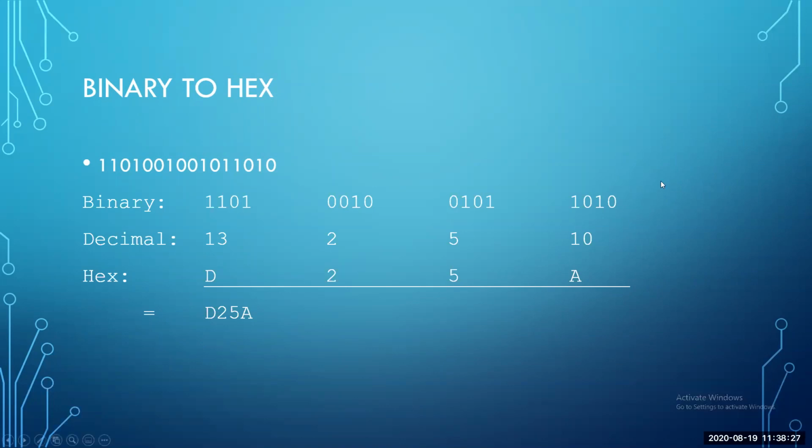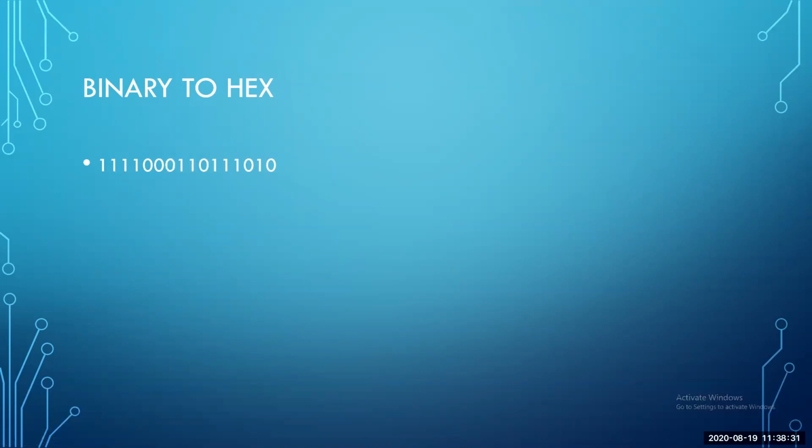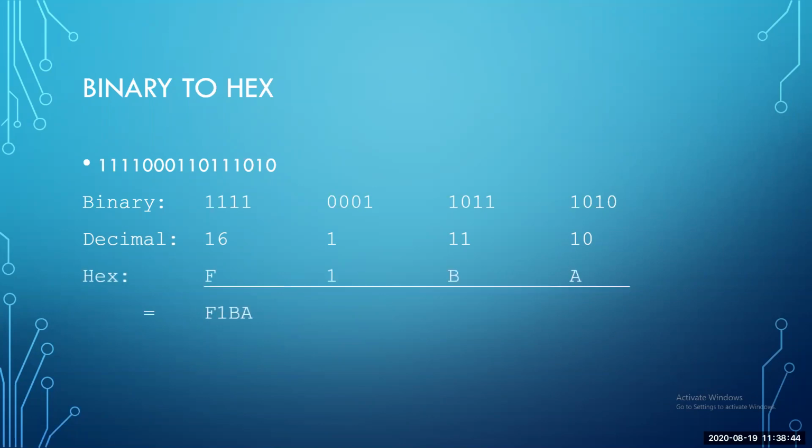Pretty straightforward. That table makes it a lot easier. Here's another example. We split this into 4 bits, parts. Here's our decimal equivalent. And then finally our binary, our hexadecimal equivalent. Questions, comments, concerns?